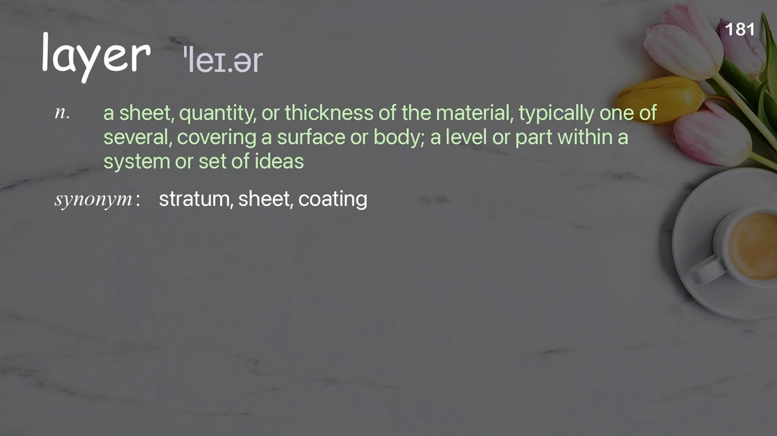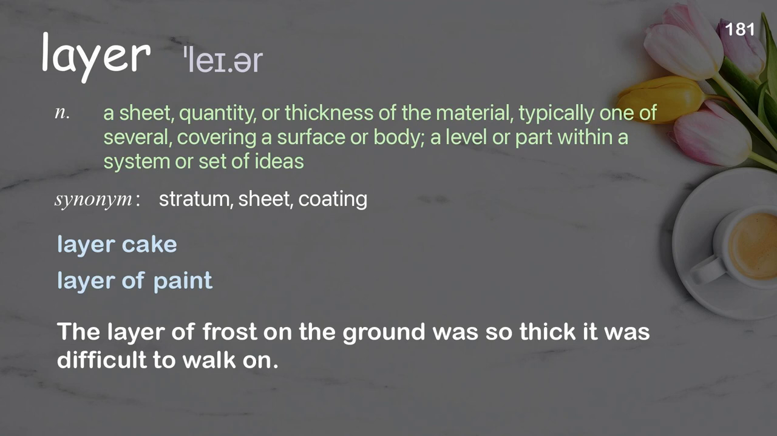Layer: a sheet, quantity, or thickness of the material, typically one of several, covering a surface or body, a level or part within a system or set of ideas. Examples: layer cake, layer of paint. The layer of frost on the ground was so thick it was difficult to walk on.